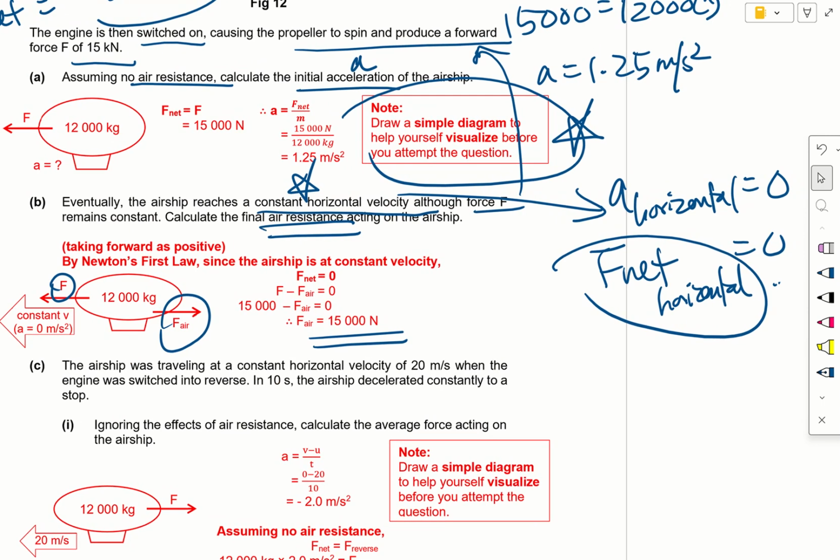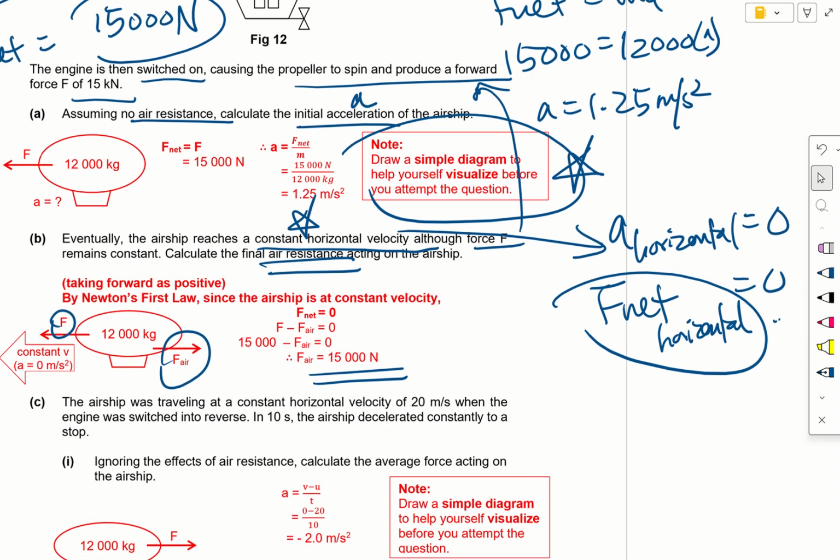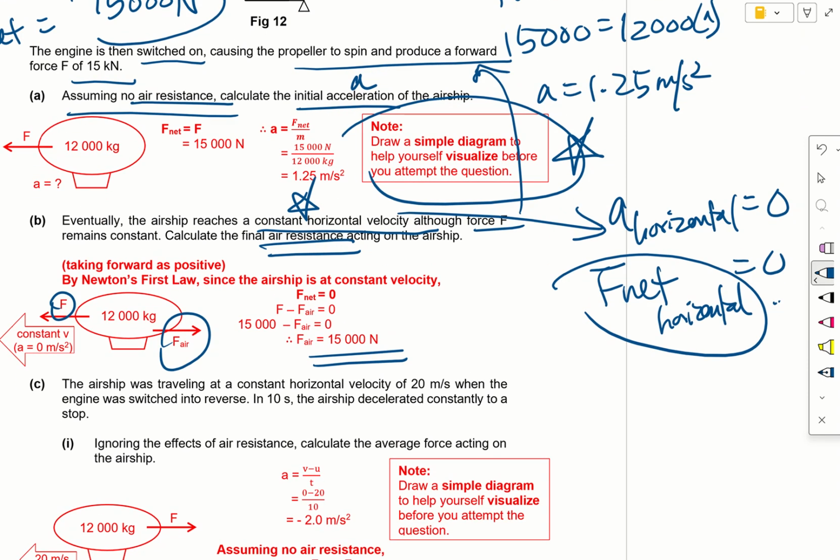Okay, so why did air resistance increase? Because initially we assumed no air resistance. So when the object is not moving, there is no air resistance. Air resistance happens because you push against air, Newton's third law, air pushes back against you. Now since the airship is pushing the air as it moves forward, the air will be pushing the balloon backwards.